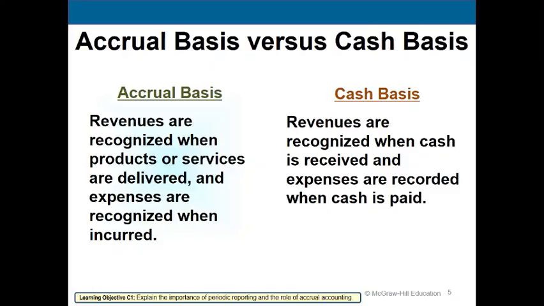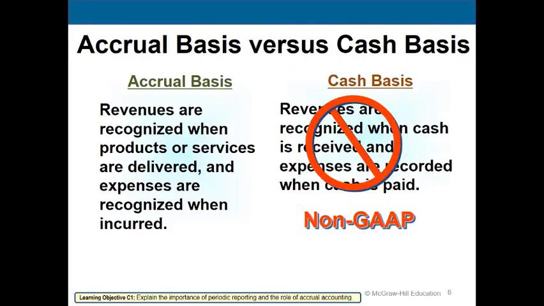Very different, very different. And the whole idea or argument is that the accrual basis of accounting better reflects a company's financial performance, more so than using the cash basis of accounting. And remember, cash basis of accounting is not GAAP, so it is verboten by FASB.